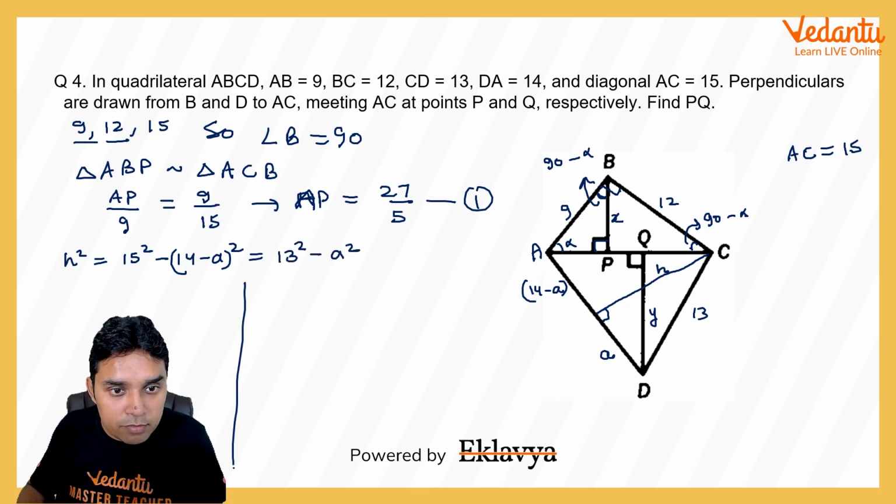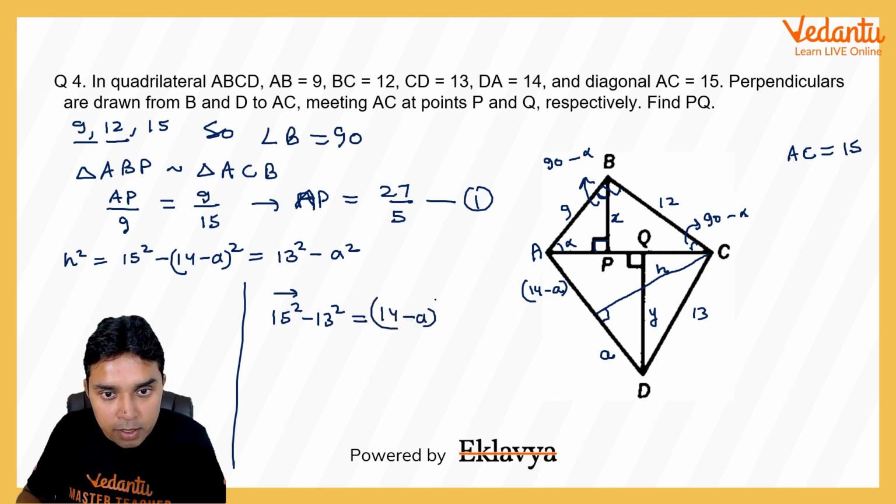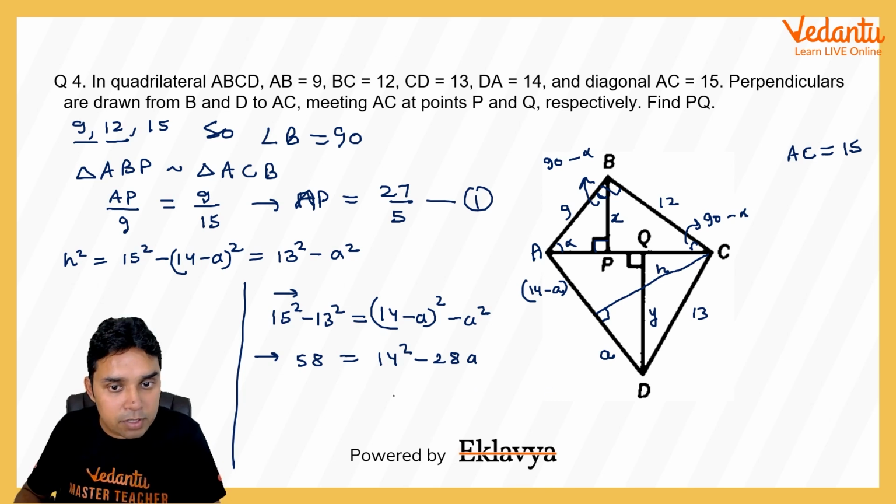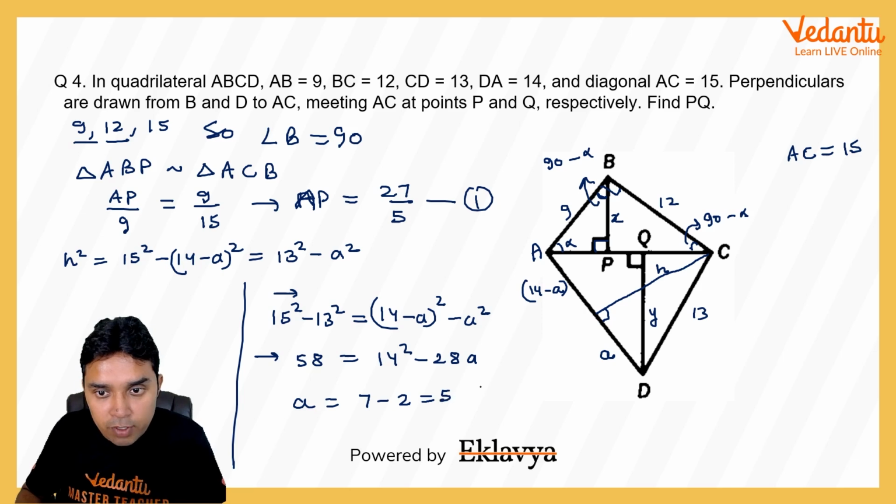So we can now solve this, and we will be able to get this as 15 square minus 13 square is equal to (14 minus A) whole square minus A square. So here it becomes 15 plus 13, 28, into 2 is equal to 14 square minus 28A. A square will get cancelled. So from this I think 28 can be cancelled. So that will be 7 minus 2. So A comes out to be 5. So please check. A is equal to 5.